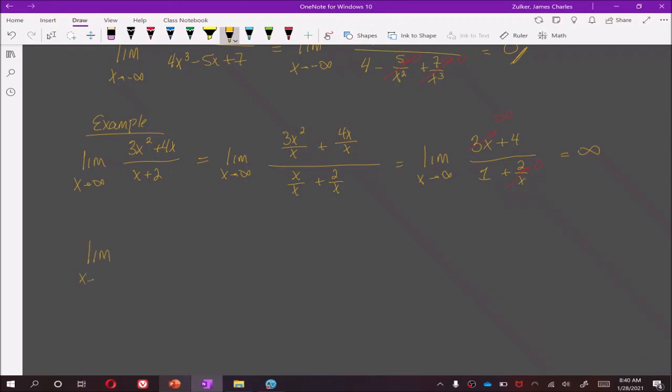Limit x approaches negative infinity. Same analysis. So this becomes limit as x approaches negative infinity of 3x plus 4 over 1 plus 2 over x. Right? The 2 over x will go to 0, but now the 3x goes to minus infinity.